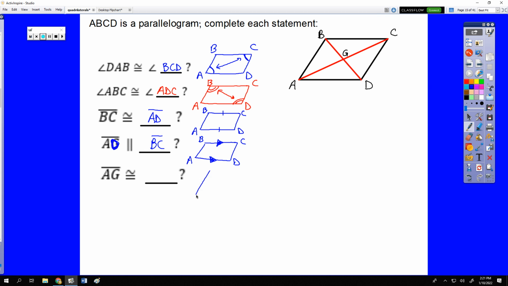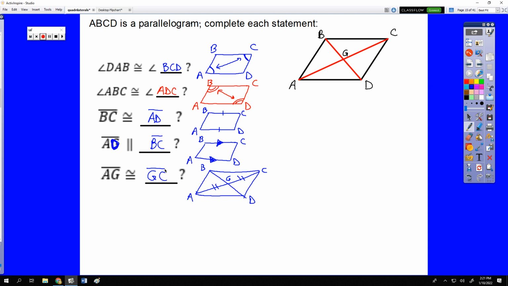And then finally, the last one does deal with the diagonals. So we have this picture here where we have A, B, C, D, and G is where they cross. Well, AG is half of AC because BD is cutting AC in half, which means that AG would be congruent to GC.